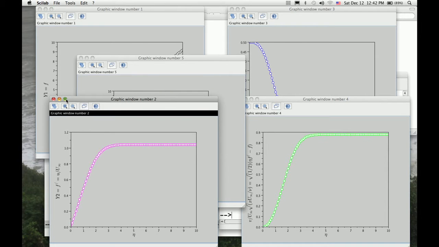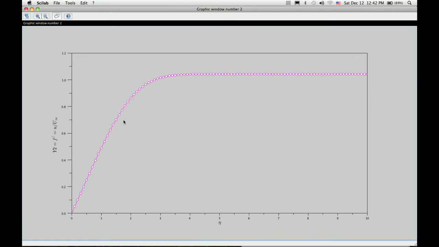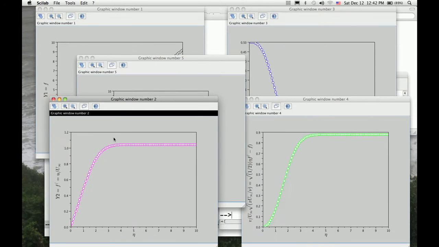What is important to understand here is that I don't have to calculate anything. I get f dash as a direct output of the solution. The numerical code that I write gives me f dash directly. So this is one of the plots. Let's see what else we have.